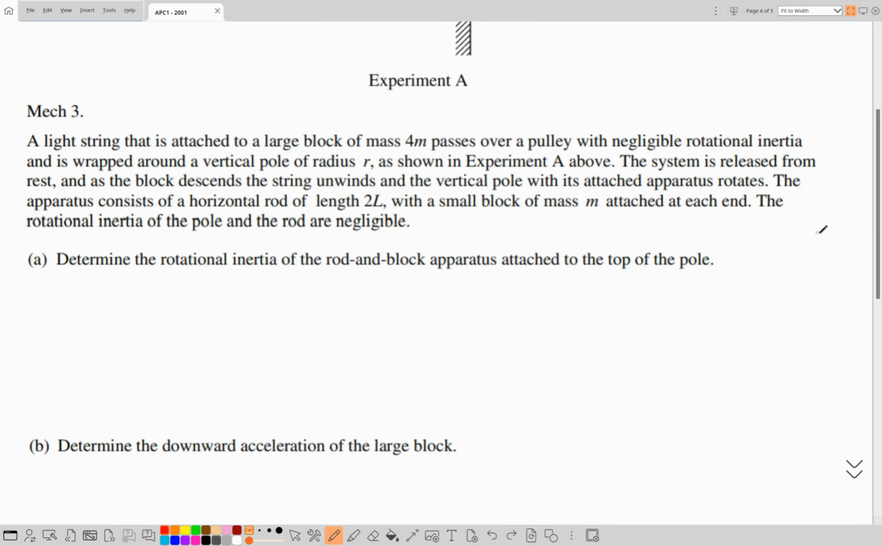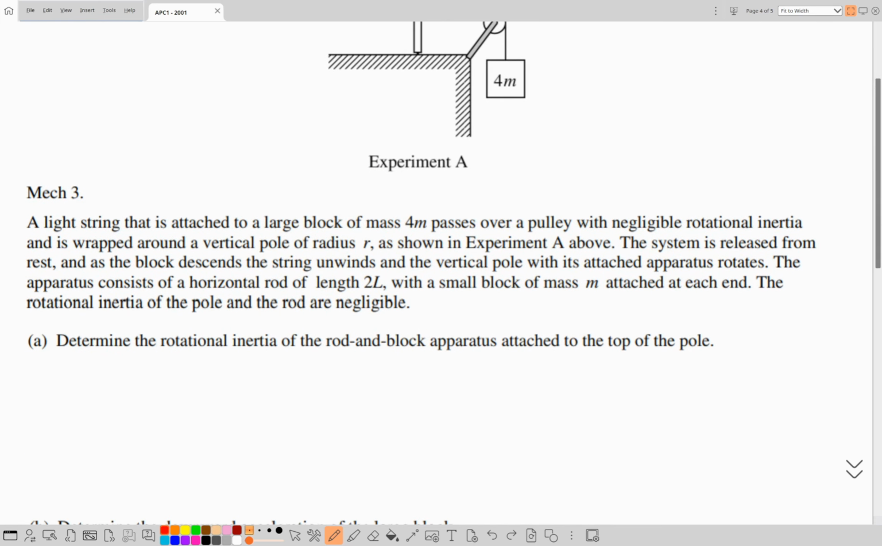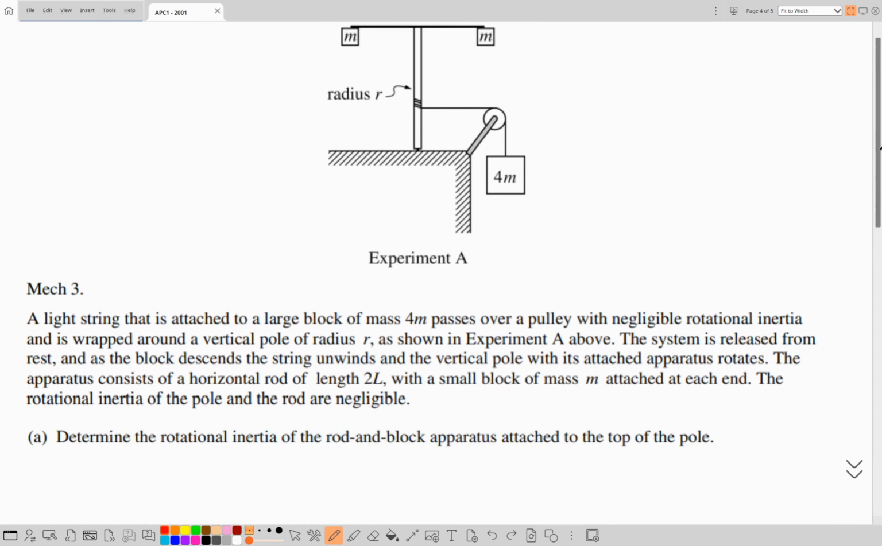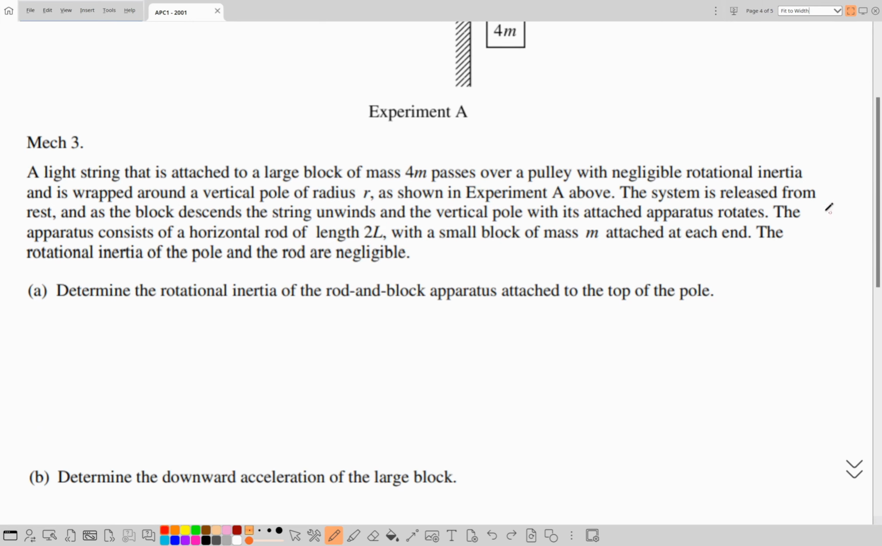And we know that the block in this case is considered as a particle, and the rotational inertia of a particle is given by mr square. If this is 2L, then the radius is given by just L. Then the rotational inertia for each one is given by ml square plus ml square, which is the double of ml square. Then in this case, the total rotational inertia of the rod and the block is given by the double of ml square.